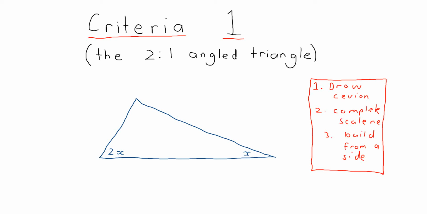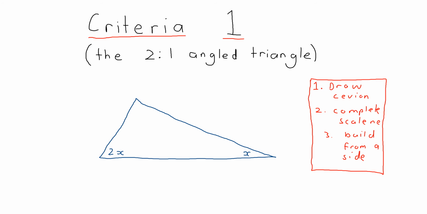Today we're going to look at the first of 7 criteria, and today's criteria is the 2-to-1 angled triangle. That means I've got a triangle where the ratio of the base sides is 2-to-1. And we know from the last lesson in this that we learnt 3 techniques: drawing a cevian, completing a scalene triangle, and building from a side. In this video, or in this criteria, we're going to be focusing on drawing a cevian.